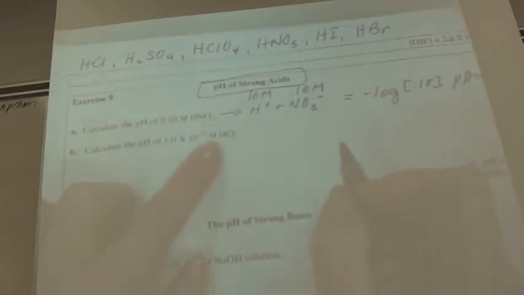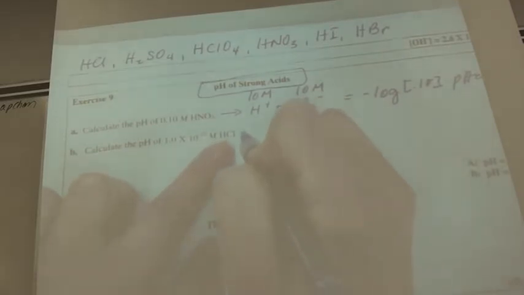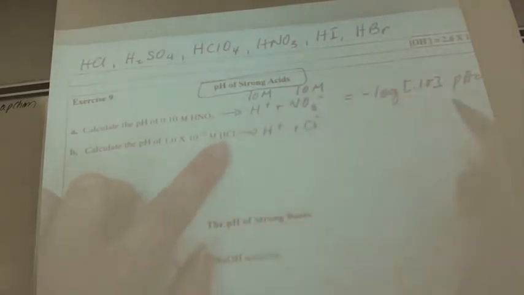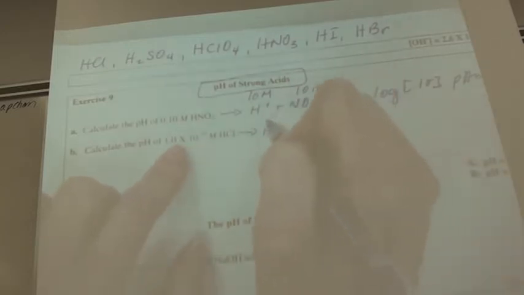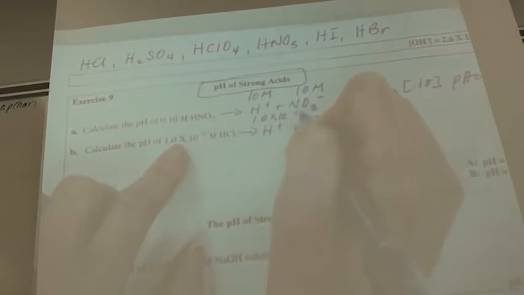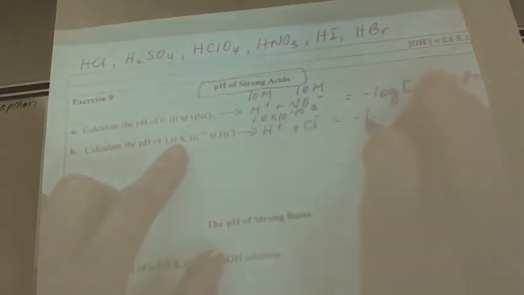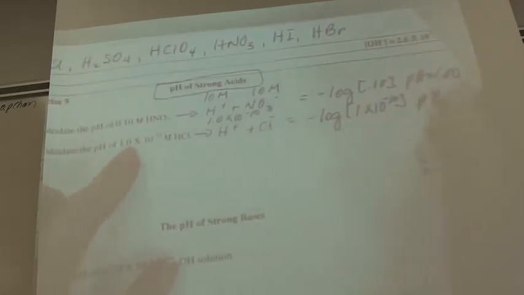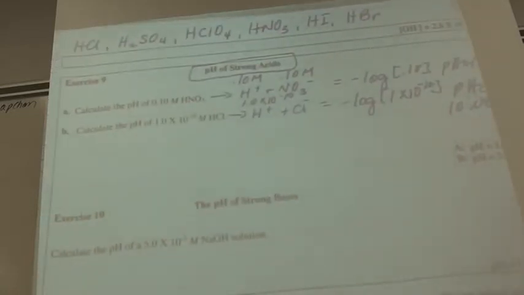Likewise, hydrochloric acid will dissociate into this, so this little bitty amount will give you a hydrogen ion concentration of this, which is equal to the negative log. So the pH is equal to 10. Everybody good there?